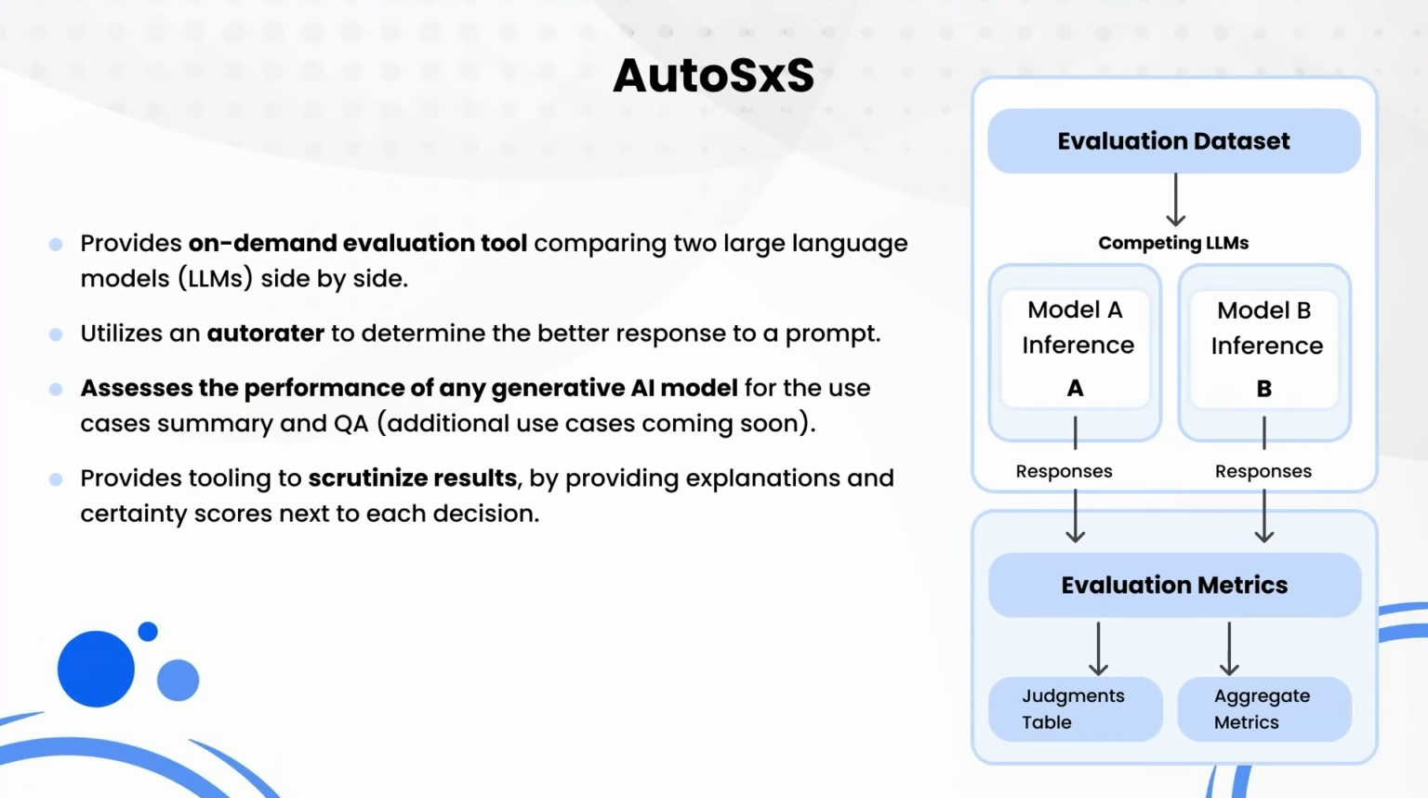AutoSxS is an evaluation tool that compares two LLMs side by side. It utilizes an autorater, or a judging model, to determine the better response to a prompt. Using this tool, you can assess the performance of any generative AI model for summary and question answering use cases. AutoSxS also provides explanations and certainty scores for each decision.